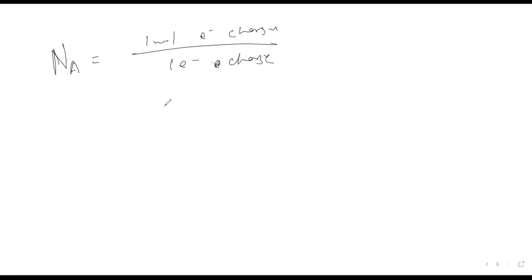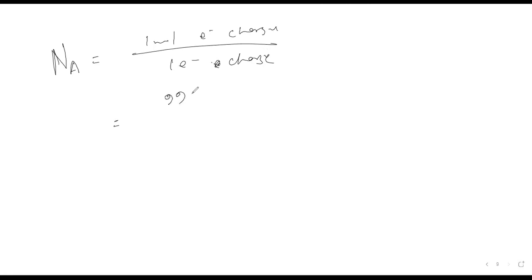Now, if we use the formula where the Avogadro number, Na, equals 1 mole of electron charge divided by 1 electron charge. Now 1 electron charge is going to remain constant. We don't need to find that. It is what we know from the data booklet, which is 1.6 into 10 to the power minus 19.